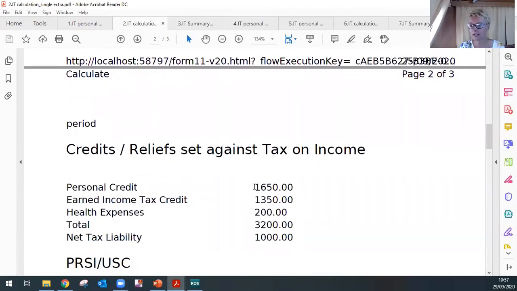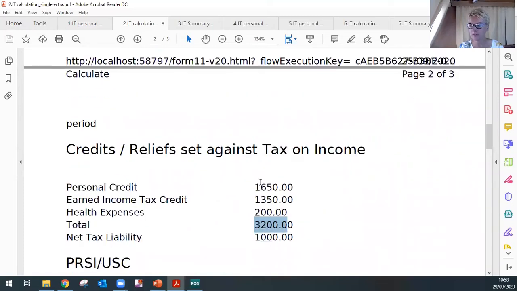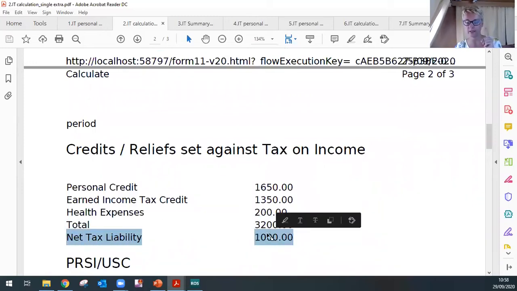Then all her tax credits go in here. So personal tax credit, self-employed tax credit, health expenses tax credit. In total, she has 3,200 tax credits. If we deduct it from the tax liability of 4,200, the remaining tax liability is 1,000. Okay, so that's her net tax liability, but this is just one component, income tax.